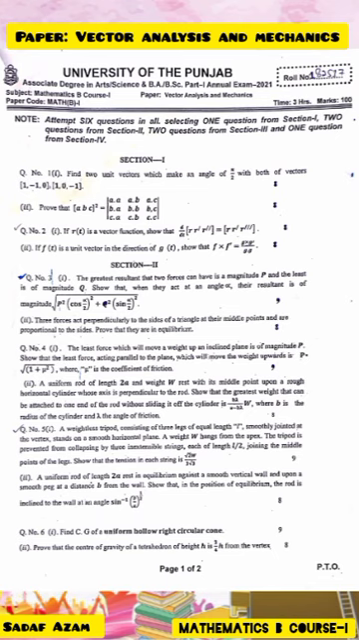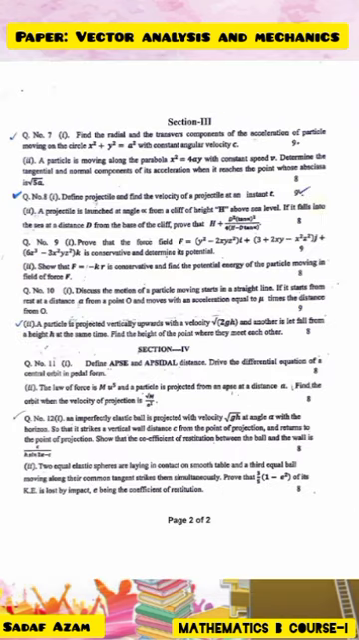Question number 6. 1. Find the center of gravity of a uniform hollow right circular cone. 2. Prove that the center of gravity of a tetrahedron of height h is 3 over 4 h from the vertex. Page 1 of 2. Page turnover. Section 3. Question number 7. 1.